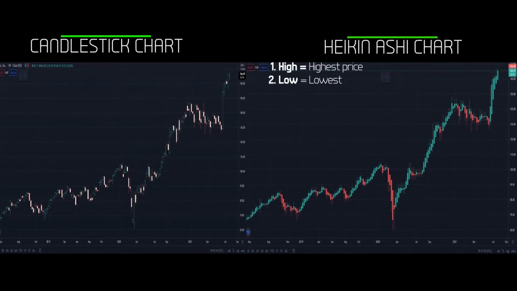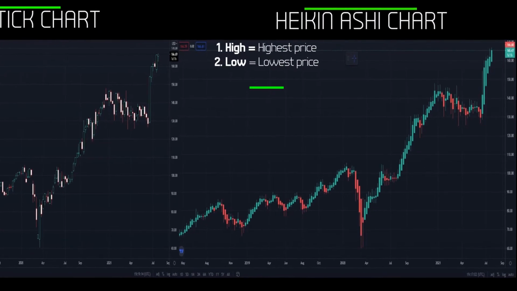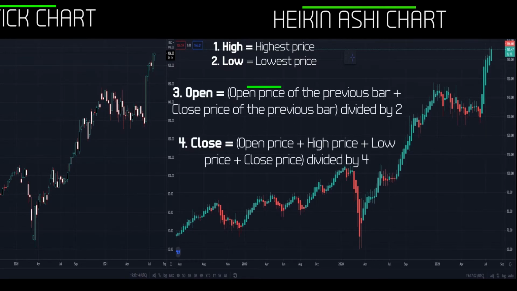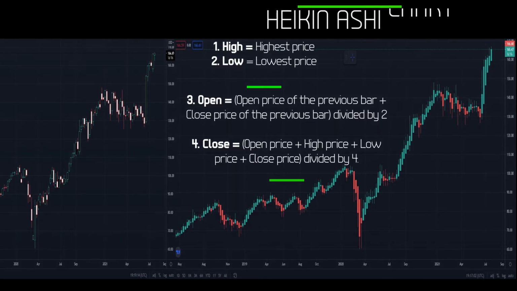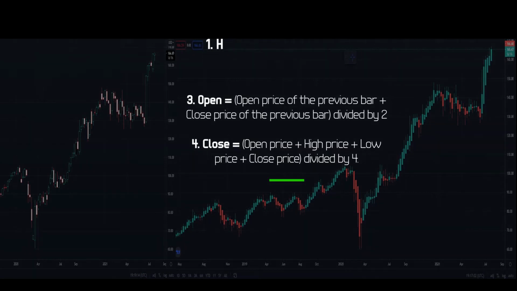The high is simply the maximum price reached, and the low is simply the minimum price reached over the period. The open is the open price of the previous candle plus the close price of the previous candle, divided by 2. Lastly, the close is the open plus the high plus the low plus the close, divided by 4. Take a look at the summary for the Heikin Ashi formula.